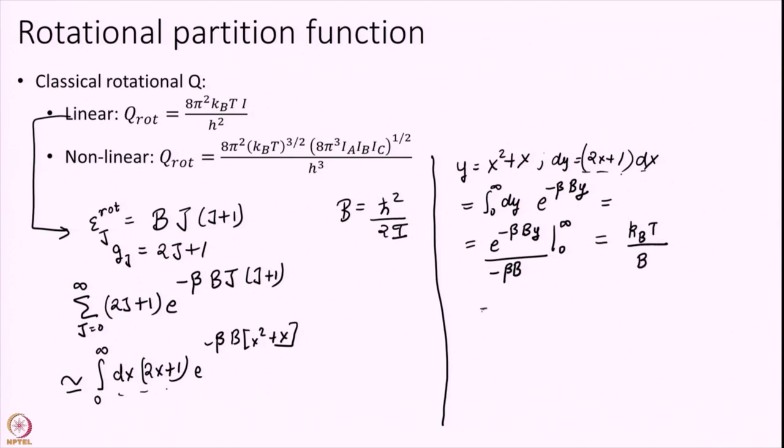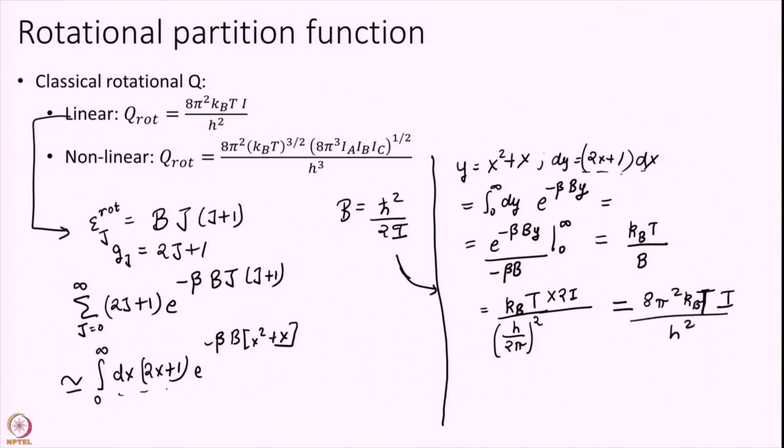Okay. So, let us just put in the value of B from here. h bar square, h bar is h over 2 pi square divided by 2I. Okay. So, let us just simplify this. This 2 pi square will go in the numerator. So, I will get 8 pi square kbT I over h square. And you will note that this is exactly the same as this.